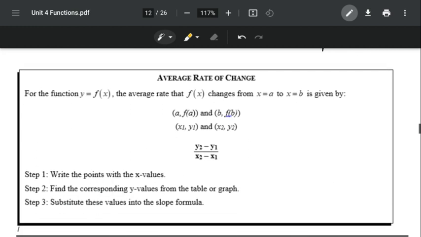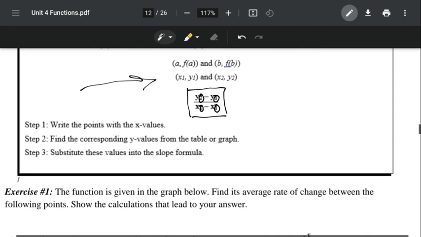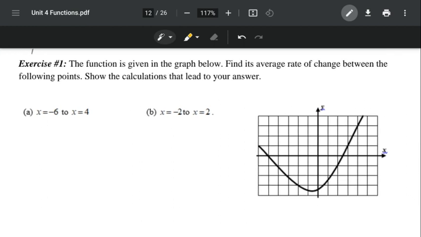So there's these fancy rules right here. What we're going to look at is this: y2 minus y1 over x2 minus x1. These little ones and twos, they're not exponents. They're just basically names. We name our points, which we'll do in a minute. Our first step is we're going to write the points, and then we're going to substitute them into the slope formula. So if you look here, exercise number 1, our function is given below. Find the average rate of change.